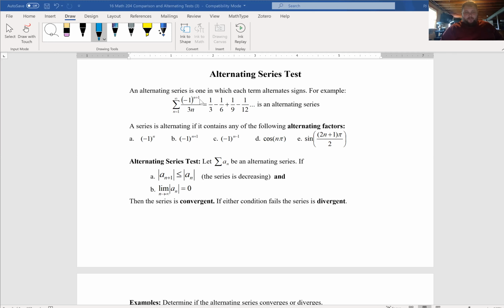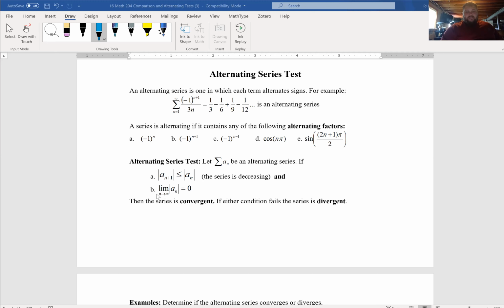So if we were to use this one up here as an example, we would get rid of the alternating portion. So instead of this being minus 1/6 and minus 1/12, we would consider these all being plus now. And the question is, does the second term look smaller than the first term? Well, yeah, of course, 1/6 is smaller than 1/3. Is the next term smaller than the one before it? Is 1/9 smaller than 1/6? Again, obviously, yes, it is. So this is a decreasing series.